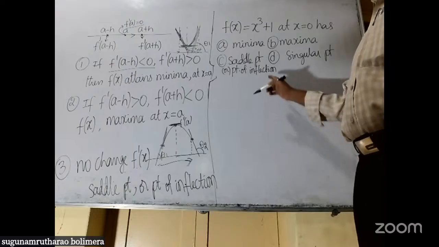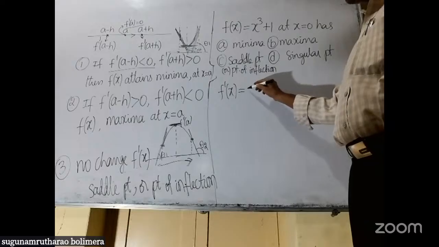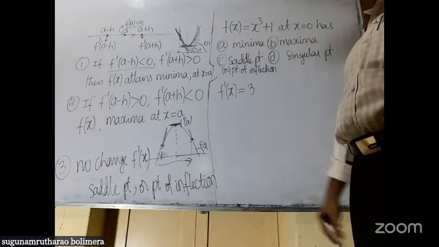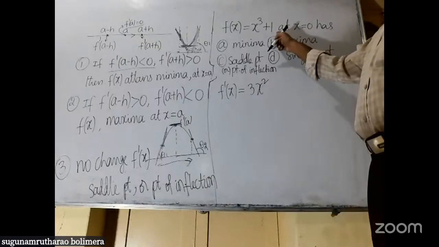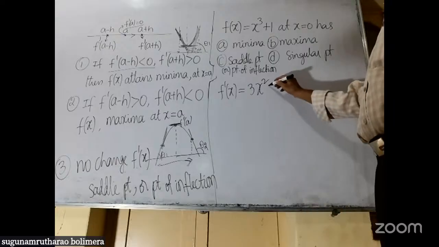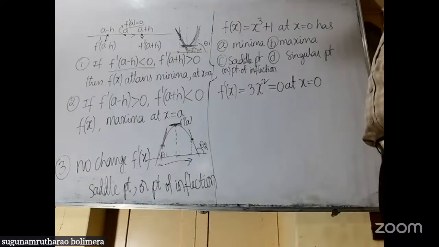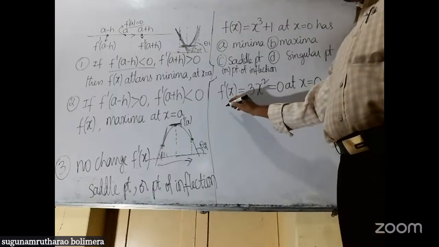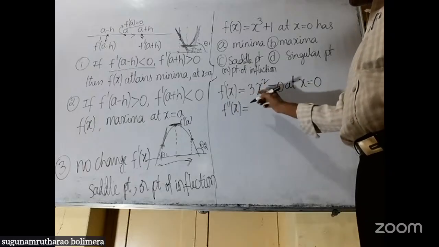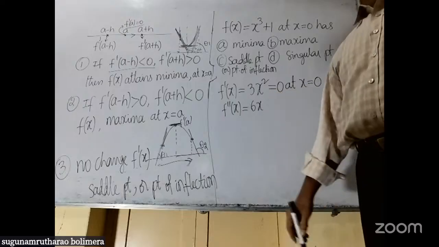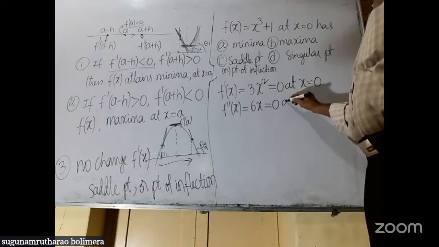Okay. So here, in order to verify, you have to find f dash of x. The derivative of x cube is 3x squared. Derivative of 1 is 0. This is equal to 0 at x equals 0. Next, what about f double dash of x? F double dash of x is 6x. That is also 0 at x equals 0.